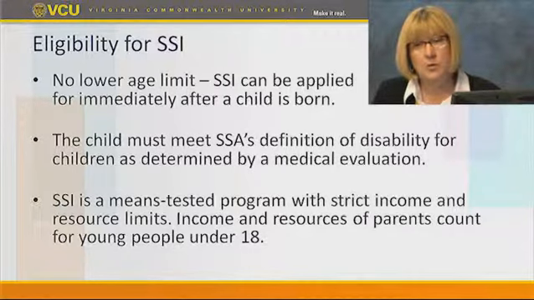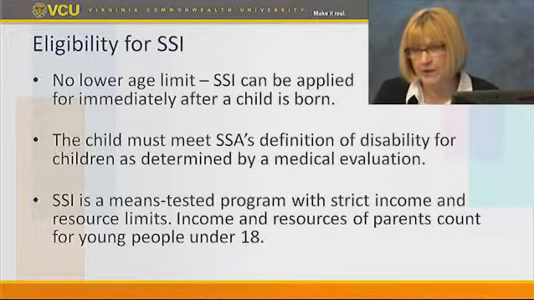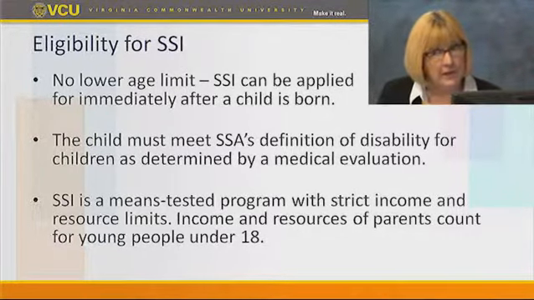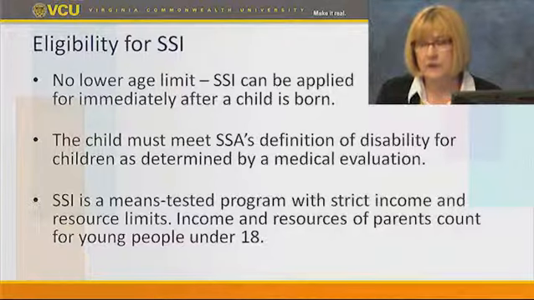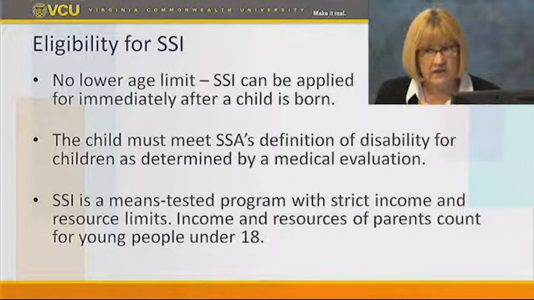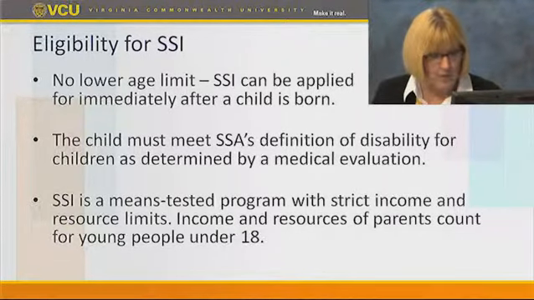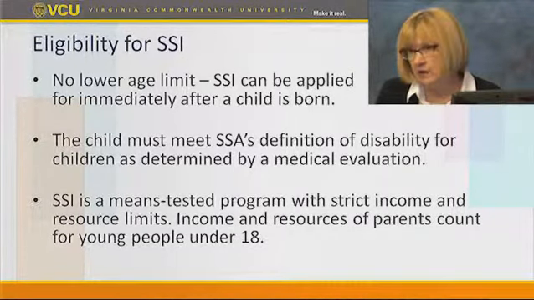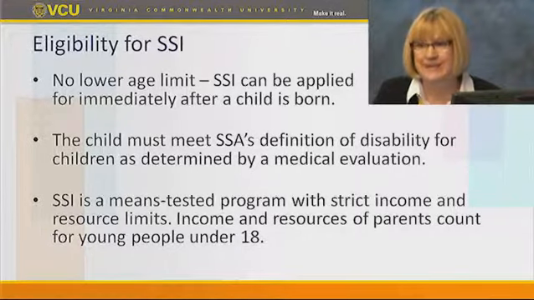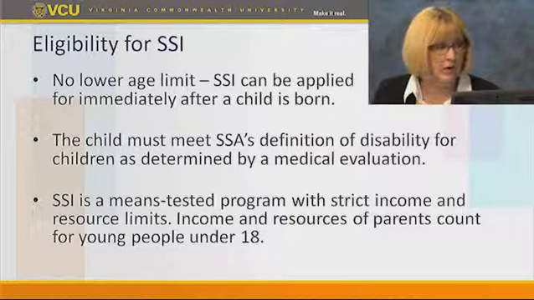Now, finally, something to really understand about the SSI program: it is a very strictly means-tested program. That means that the student and their family need to have very low income and few, if any, assets or resources. Remember that if you're a child under the age of 18, it isn't just your income that's considered, it's mom and dad's income and their resources as well. The process that Social Security uses to determine how much of mom and dad's income to attribute to the child is called deeming, and it is one of the most complex areas of SSI law. But it's important that you understand that that is part of the application process.